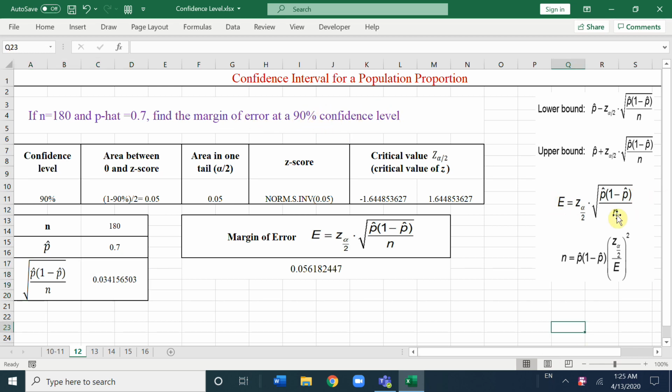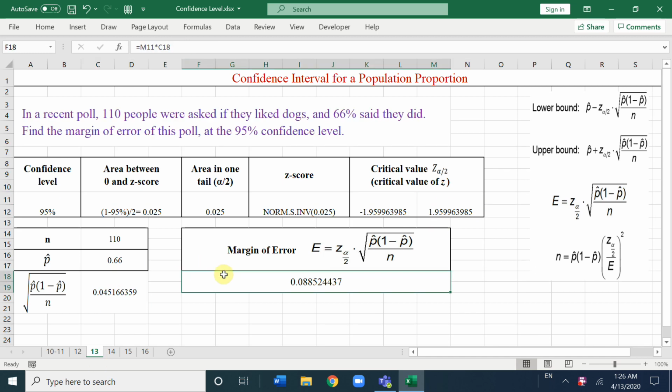So this is the margin of error, this formula. With confidence level 90%, both tails are 0.05, then you get the z-score, and you get the critical value. So based on n and p hat, using the margin of error formula, we could get the answer. So this is this times this.